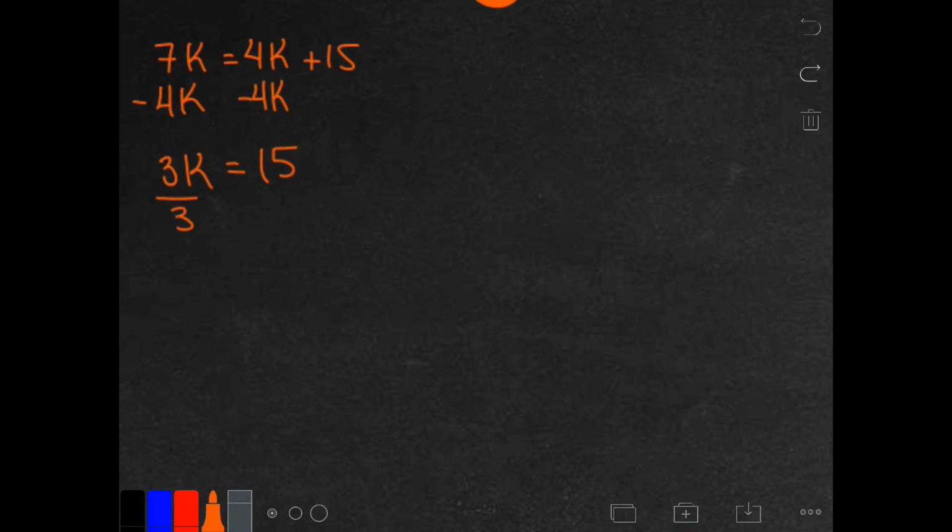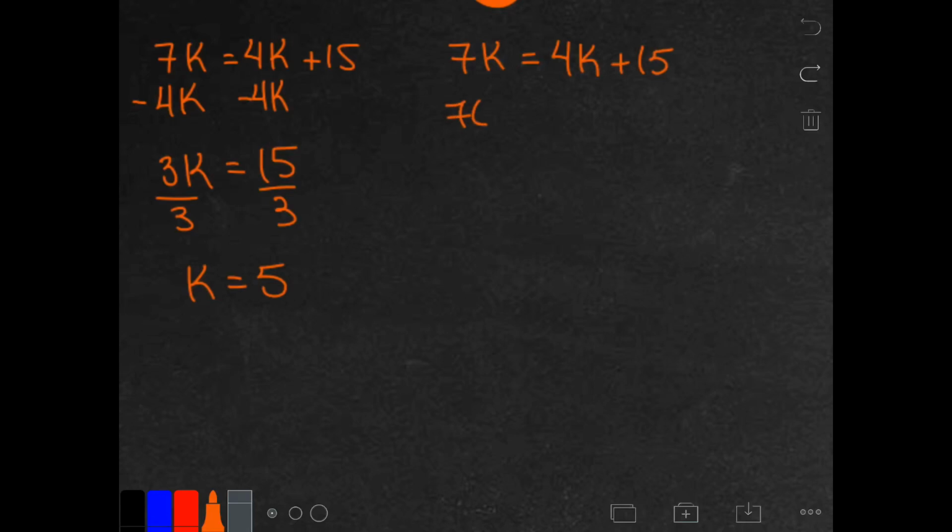And to undo this multiplication, let's go ahead and divide by 3. It's going to give me k equals 5. Just like any other equation, if we're not sure about our answer, we can always substitute our proposed solution back into the original equation and check to see if we get a true statement.